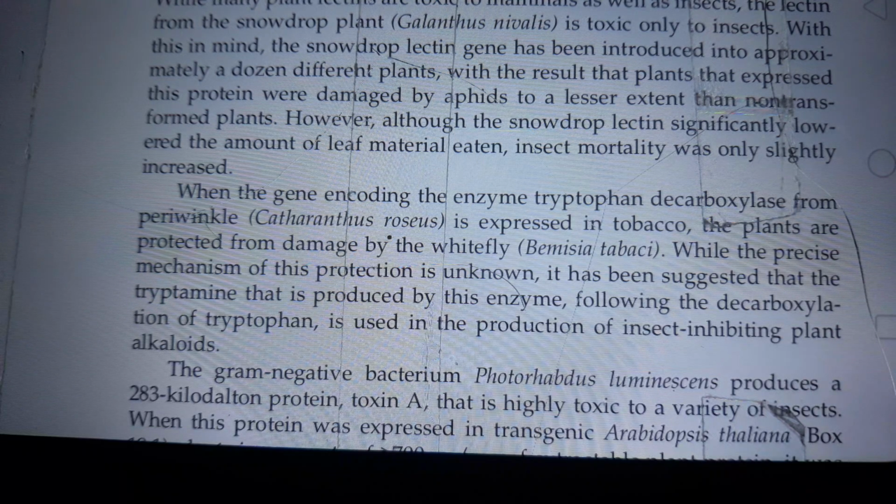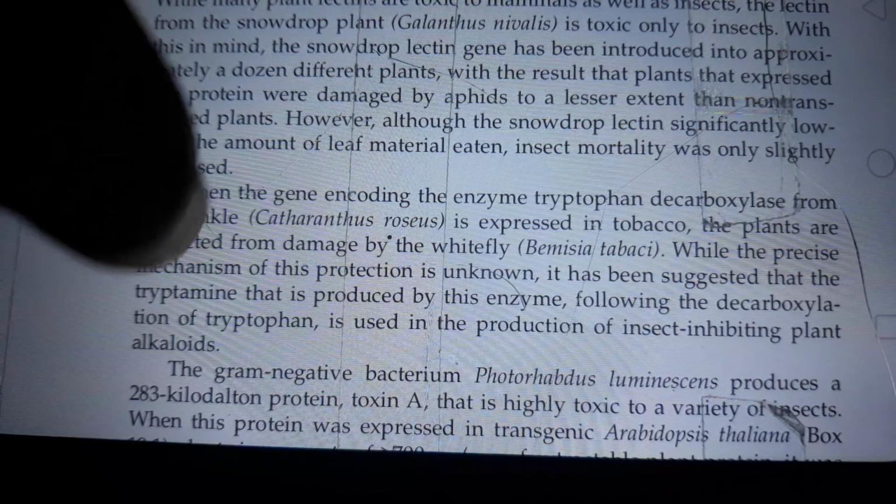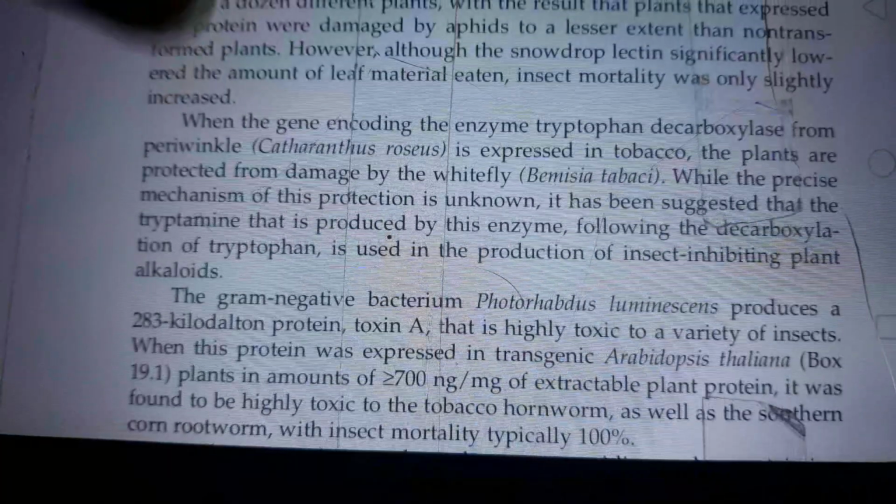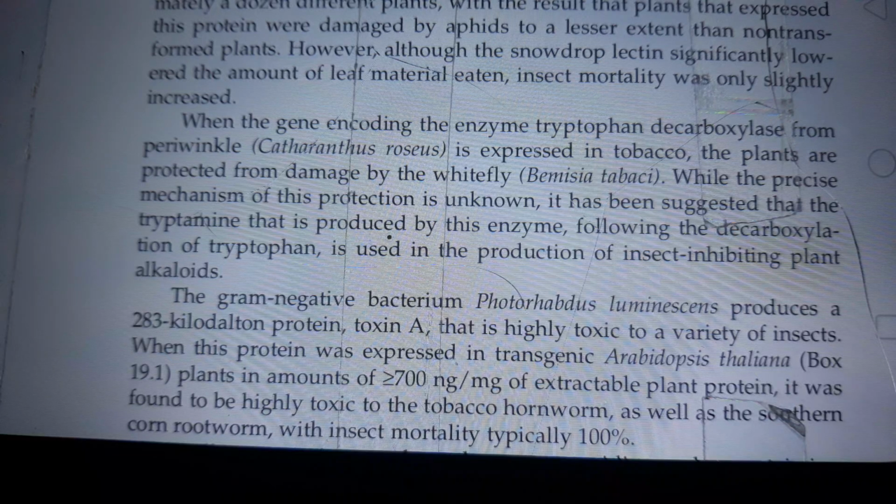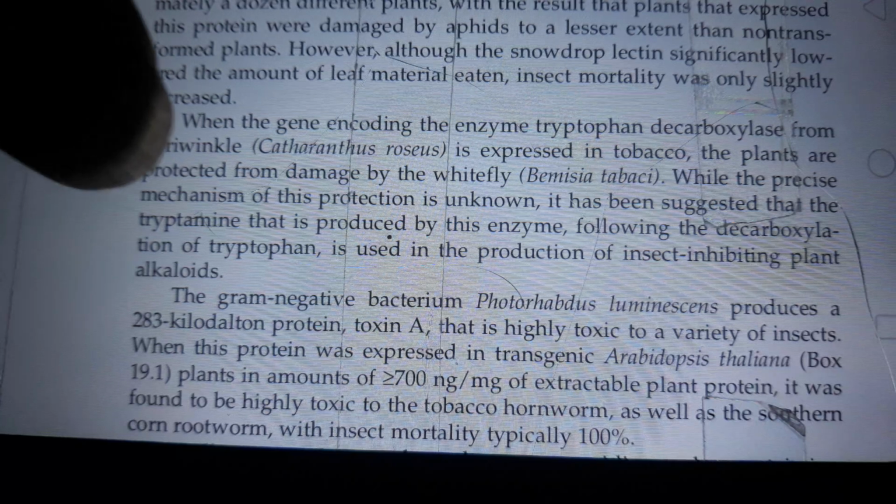The gene encoding the enzyme tryptophan decarboxylase from periwinkle Catharanthus roseus was expressed in tobacco. The plants are protected from damage by the whitefly Bemisia tabaci. While the precise mechanism of this protection is unknown, it has been suggested that the tryptamine that is produced by this enzyme following the decarboxylation of tryptophan is used in the production of insect-inhibiting phytoalkaloids.